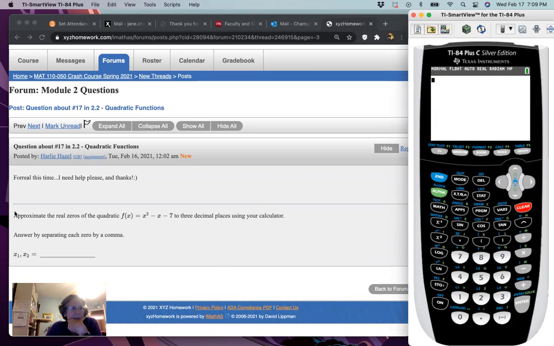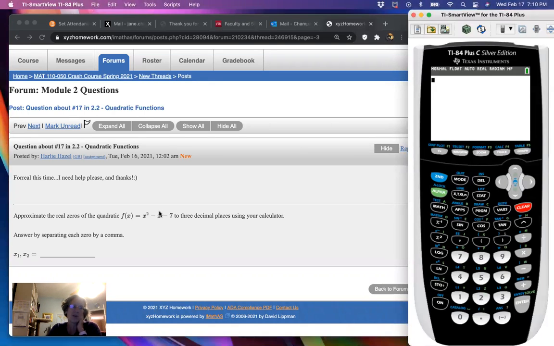Okay, so we want to do problem 17, question number 17 in 2.2, quadratic functions. We want to approximate the real zeros. Real zeros are what you get when you set this equal to 0, if you get real solutions. You could also calculate them with the quadratic formula, but using a calculator, it's easier because you can approximate them with the calculate function in the graphing calc menu.